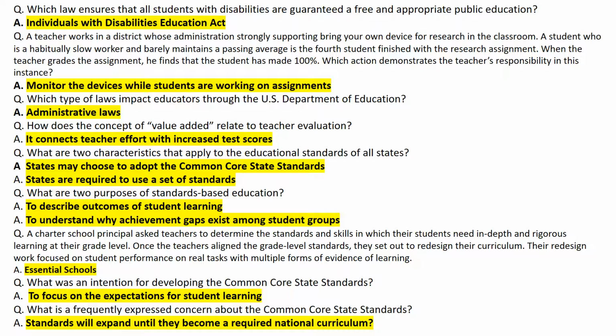A charter school principal asks teachers to determine the standards and skills in which their students need in-depth and rigorous learning at their grade level. Once the teachers aligned the grade level standards, they set out to redesign their curriculum. Their redesign work focused on students' performance on real tasks with multiple forms of evidence of learning. This is Essential Schools. What was an intention for developing the Common Core state standards? To focus on expectations for student learning. What is a frequently expressed concern about the Common Core state standards? Standards will expand until they become a required national curriculum.